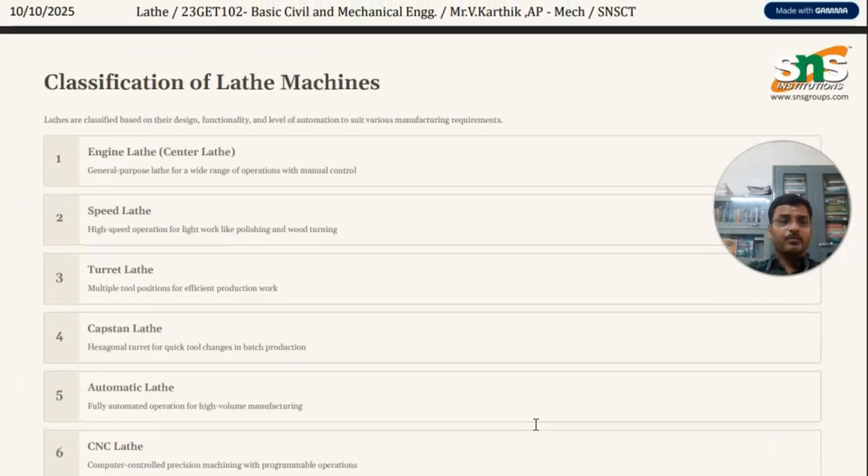The lathes are classified based on their design, functionality, and levels of automation to suit various manufacturing requirements. Depending on these requirements, we have six types of lathe. The first one is the engine lathe. The second one is the speed lathe. Third one is the turret lathe.